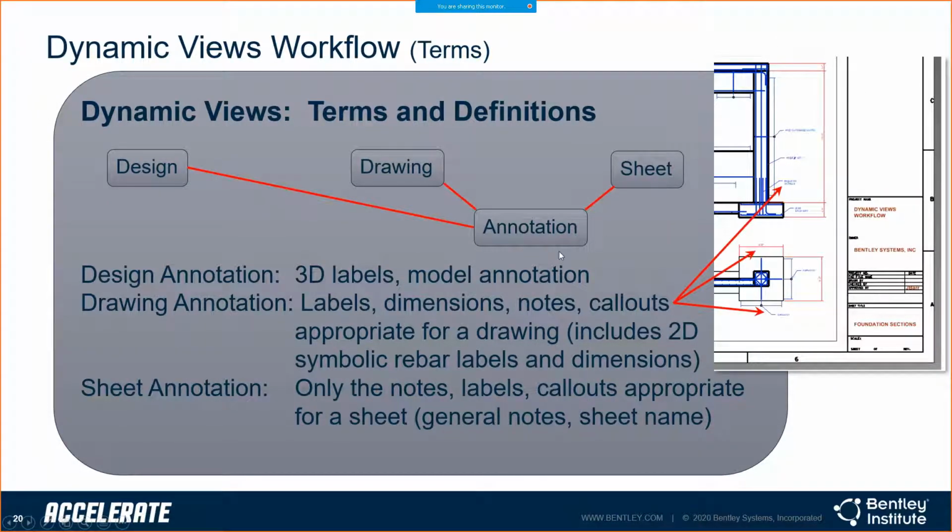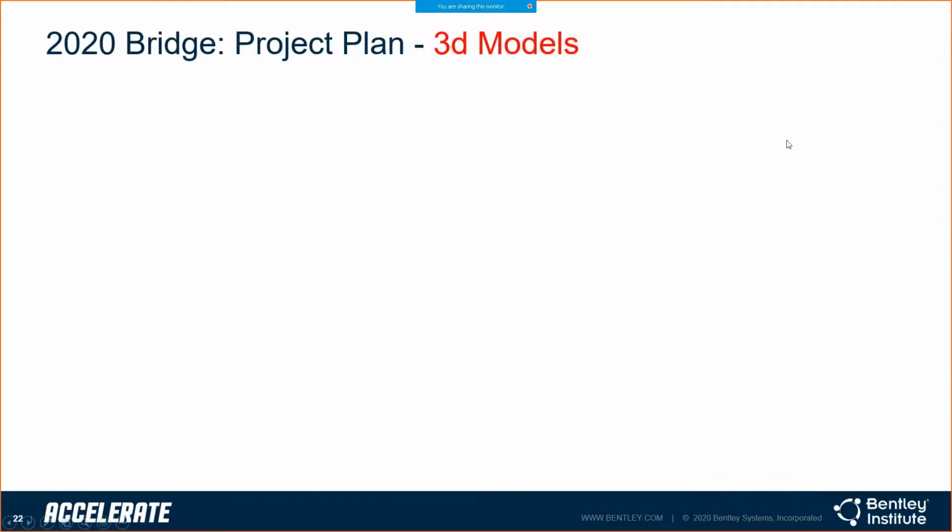And then as far as annotation goes, again, drawing annotation will go in the drawing model. So all this annotation we see here that I've pointed to with these arrows, those are in the drawing model itself and then just referenced on to the sheet. The sheet annotation, again, is things like title blocks, general notes, things that maybe aren't specific to a given detail.